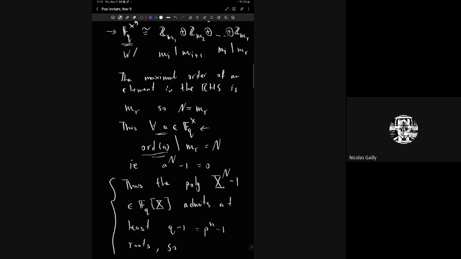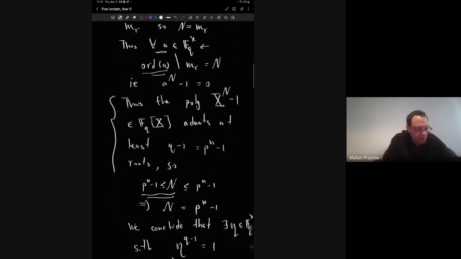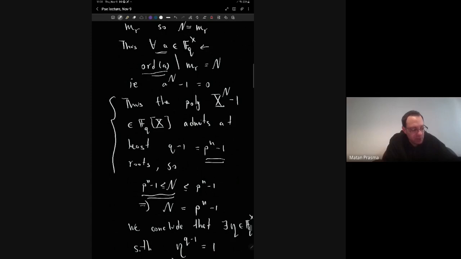Okay, yeah, makes sense. So the polynomial x^n minus 1 admits exactly q minus 1 roots, or p^n minus 1 roots. So p^n minus 1 has to be smaller or equal to n, because you cannot have more roots than the degree of the polynomial.